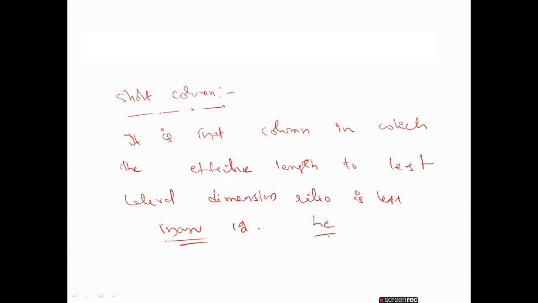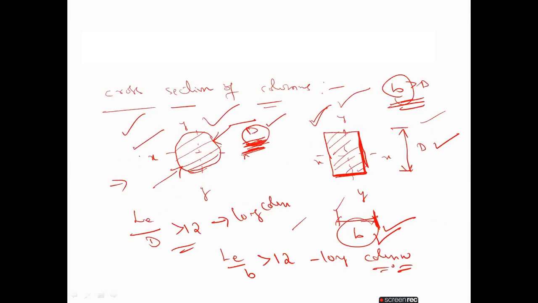That means LE by either D or B, whatever it may be, if it is less than 12, we call it a short column. For the circular cross section, when LE by D is less than 12, we call it a short column. Same like that, for the rectangular cross section, if LE by B is less than 12, we call it a short column. So this is the concept of short column and long column, the types of columns we discussed till now.